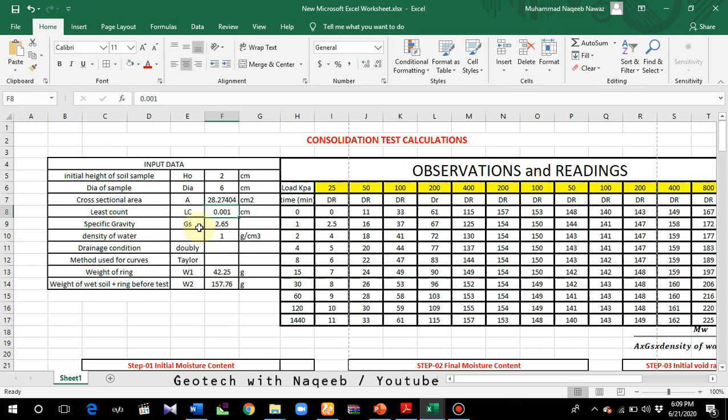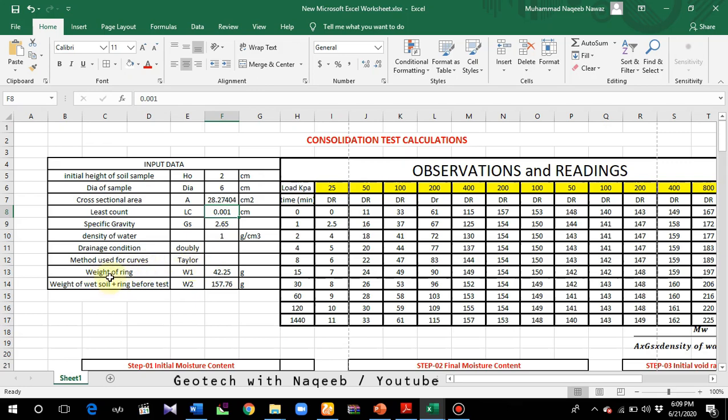Next thing is specific gravity, 2.65. If you measure the specific gravity, then you will have to use that value. Otherwise, you can use the 2.65 value, that is standard. Now, the density of water is 1 gram per centimeter cube. Drainage condition is doubly drained condition I'm using. If you are using singly drained condition, then in the determination of the coefficient of vertical consolidation, HDR will be different.